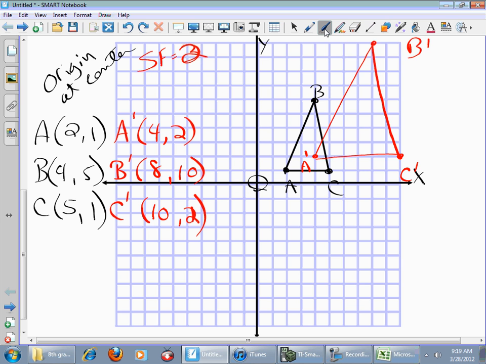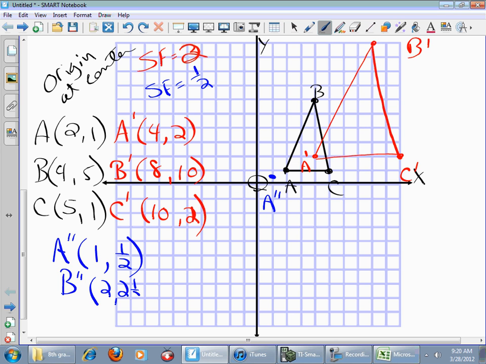Okay, now for a scale factor of, say, 1/2, I'm going to do the same thing. I'm going to multiply the black ones by 1/2. So A double prime will become 1, 1/2. I go 1 unit and then half a unit, and there's A double prime. B double prime will be 2, 2.5. So I go 1, 2, 1, 2.5. So there's B double prime.